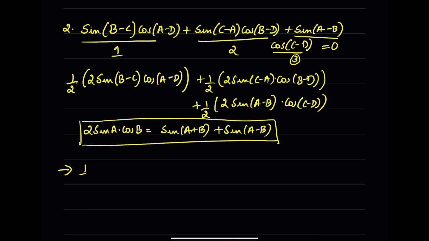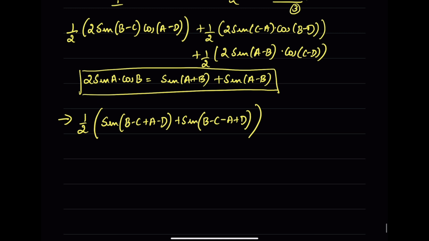So the first part would change to 1 by 2 times sine of a plus b, which is sine of b minus c plus a minus d, plus sine of a minus b would be b minus c minus a plus d. So this is our part 1. I'm just going to write a plus here.